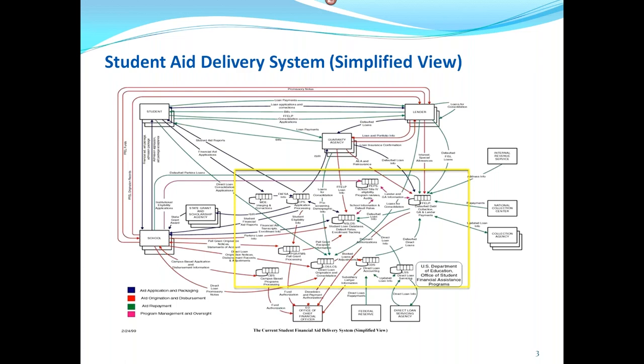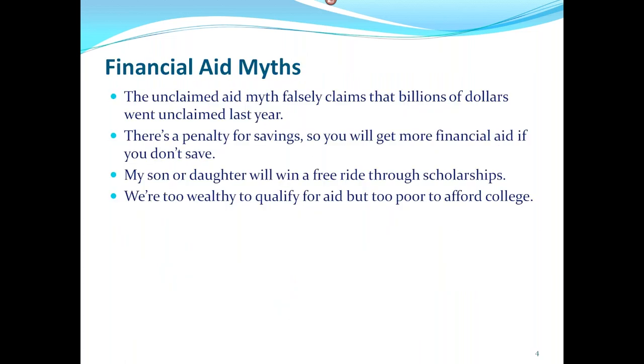So we're going to start with a few of the more common myths. These myths I chose because they are pernicious in some way and they can actually cause harm. The first is known as the unclaimed aid myth, that billions or millions of dollars went unclaimed each year. It's usually promoted by a paid scholarship matching service or paid consultant that is trying to convince you to pay the money to tap into this so-called unclaimed aid.